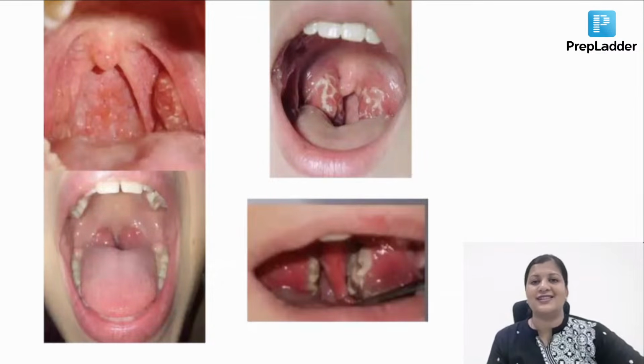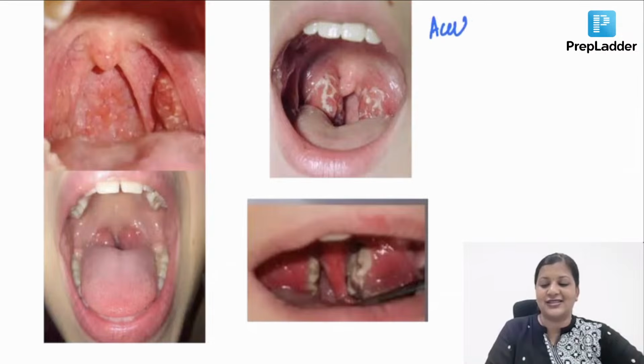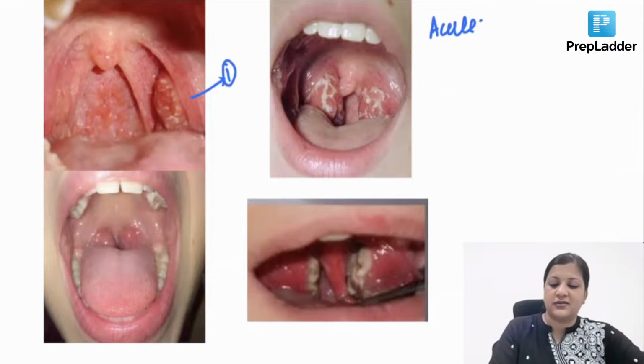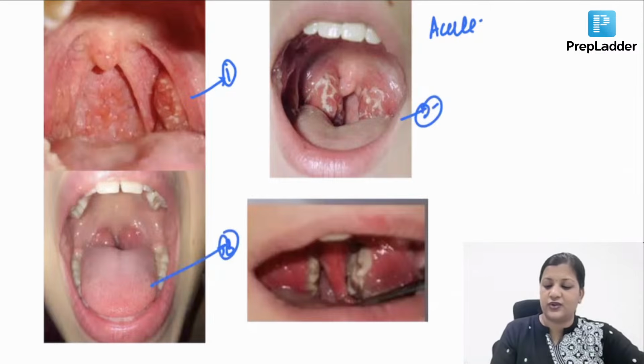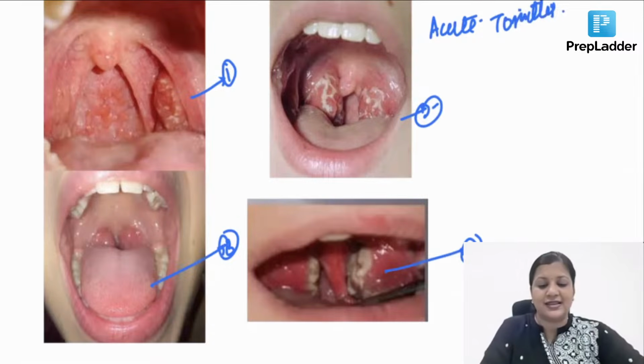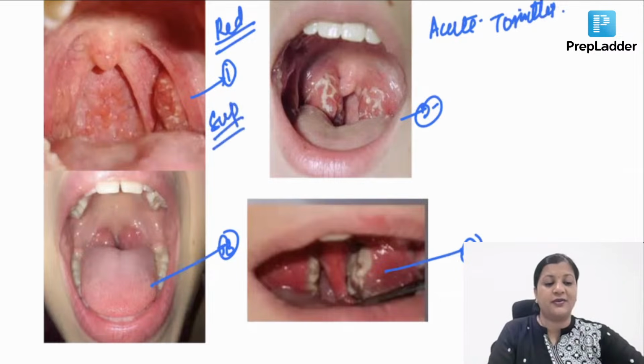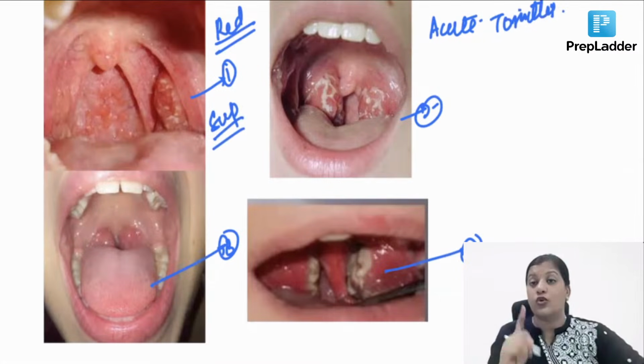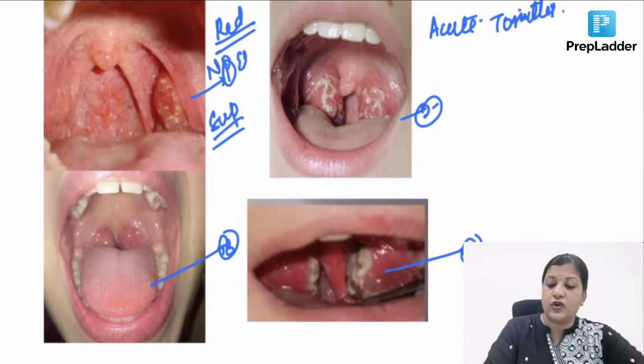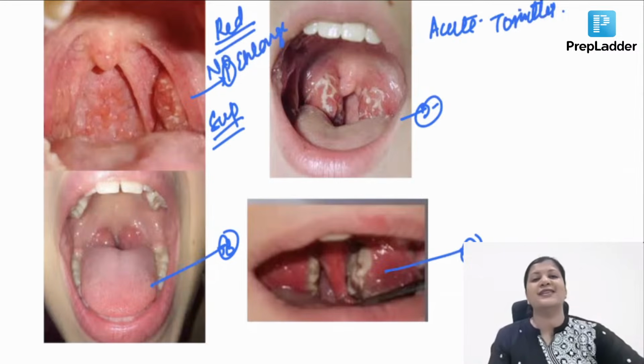These are 4 images of acute tonsillitis. Can you tell me what the first image is? What is the second image showing you? What is the third image showing you? And what is the fourth image showing you? What is the first type, where there is only redness, there is no enlargement? What do you call this type of tonsillitis? Yes, this is called superficial. I mean, it's not parenchymal, okay? There is only redness, there is no enlargement. Then we call it superficial.